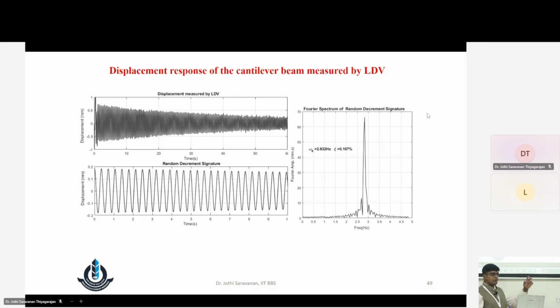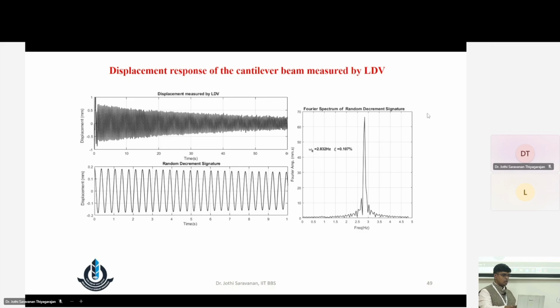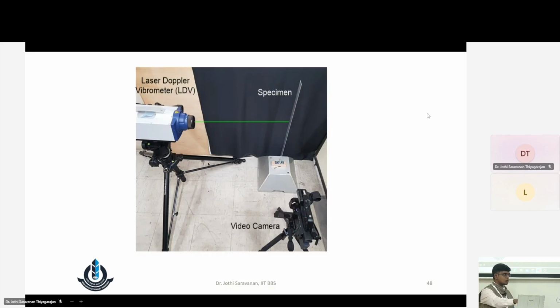Even from the LDV you can see it is already a free decay signal, because it's a cantilever. You disturb it, it vibrates and then comes to rest. You are getting a very neat peak at 2.83 hertz. Yes, this is the laser, just to understand the displacement part. Here we measure the video exactly. Why am I using this face? I hope you can understand. I need the out of plane motion, that's the reason.